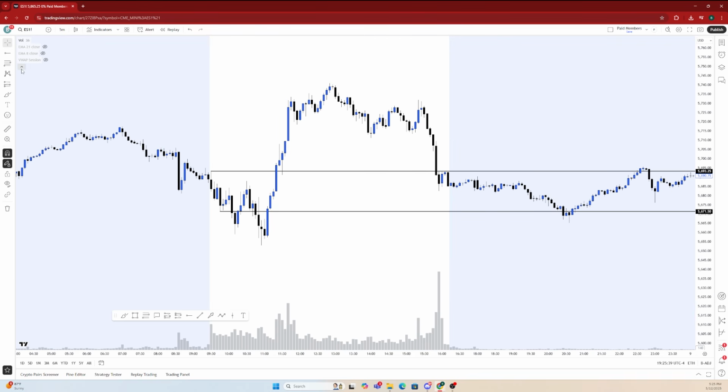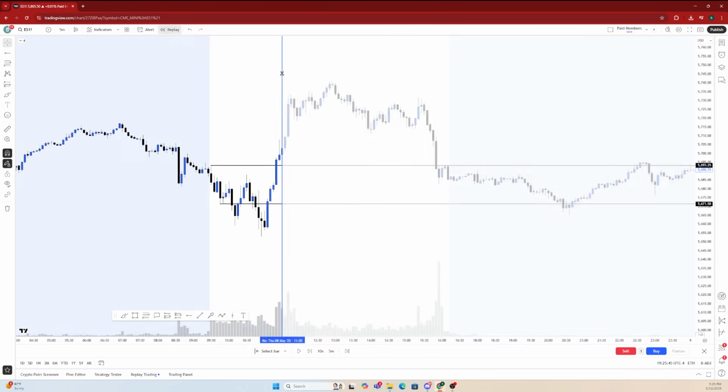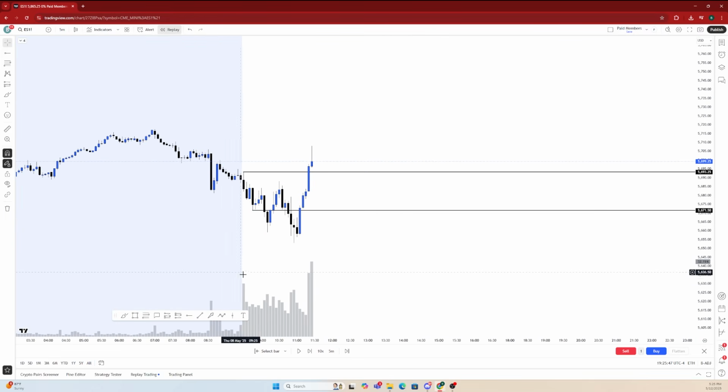So as a result, that would confirm a long entry with a stop set right below here. Now, if you were to take this trade, this is exactly what you would be looking at. Price pulls back, it tests it, it makes it support, and we get the confirmation to go long.